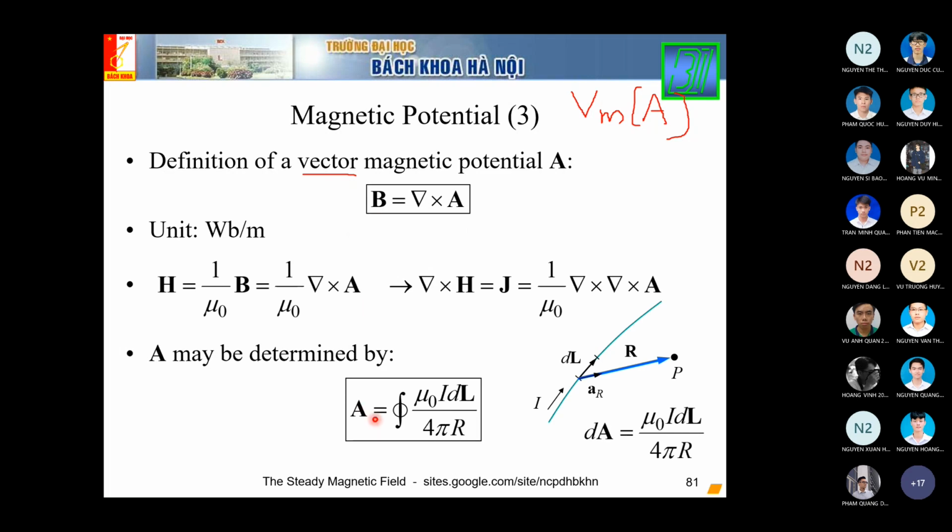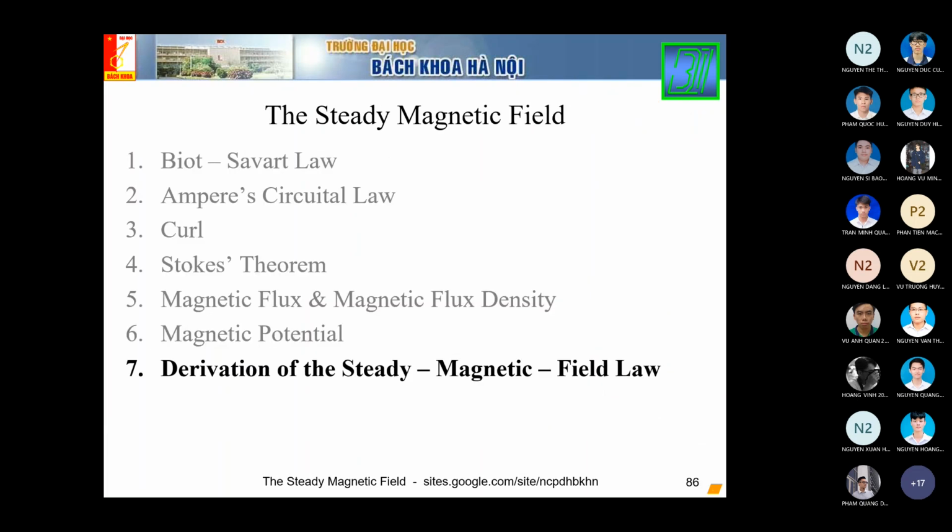The second definition of A is this one. The definition here is based mainly on the Biot-Savart law. So we can find A theoretically from the distribution of currents in a system. The last section of this chapter is about derivation of magnetic field law, and I'll ask you to read this one by yourself because we don't have much time remaining.